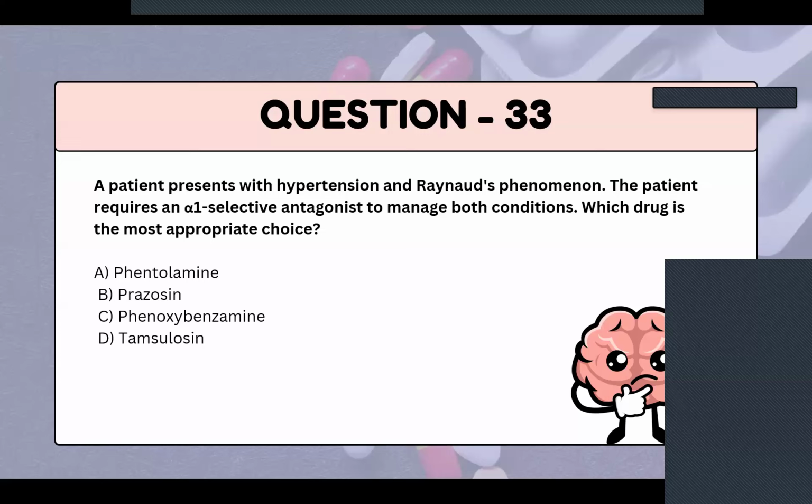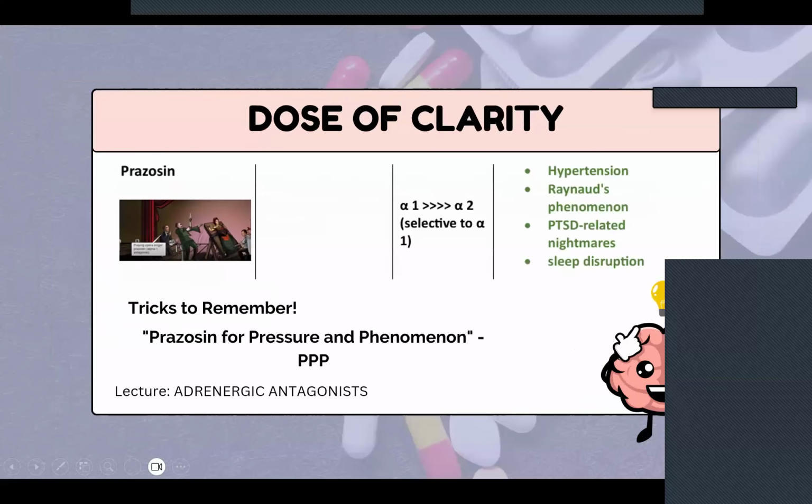Okay, that was quick. So everyone answered prazosin, and yes, that is the right answer. So prazosin selectively blocks alpha 1, which was a keyword in the question itself, reducing blood pressure, and it helps alleviate Raynaud's phenomenon. So remember, for Raynaud's phenomenon, and for sleep disruption and PTSD-related nightmares, very important, it's prazosin. And to remember it easily, PPP. So prazosin for pressure, for phenomenon. The phenomenon is Raynaud's phenomenon.